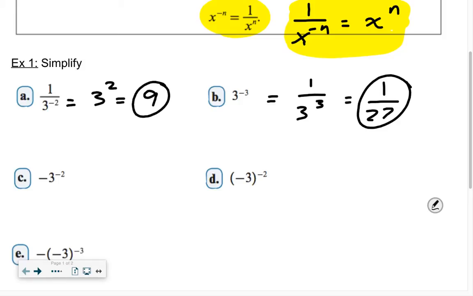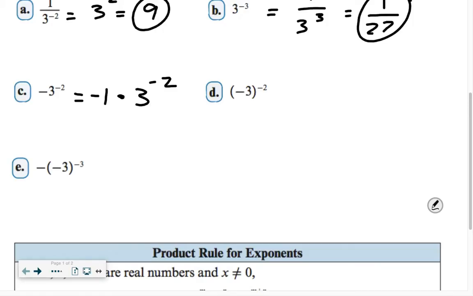C is an interesting one. Negative 3 raised to the negative second. This goes back to the calculator idea before, because understand, if that parentheses is not there, this is understood to be like this. That negative is not a part of the base. So, when we move this thing now, the negative 1 can stay on top, but that 3 to the negative second now goes down below. So negative 1/9.